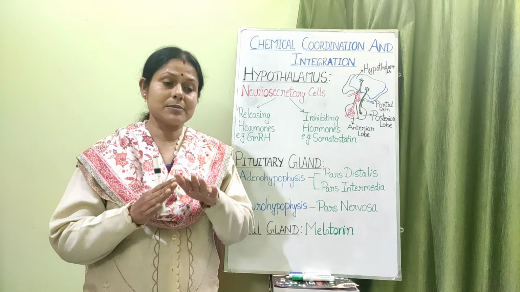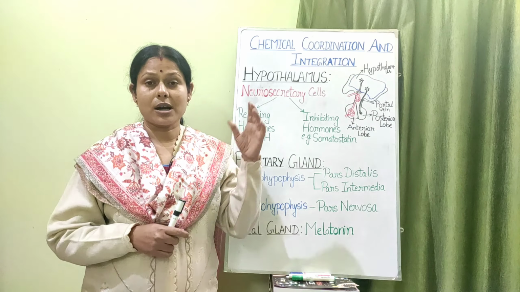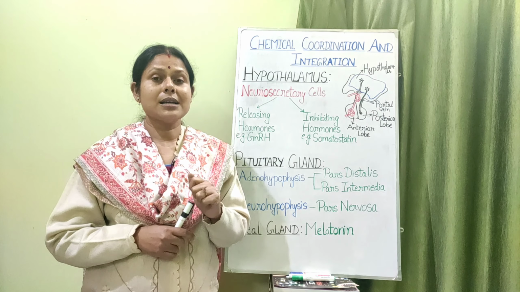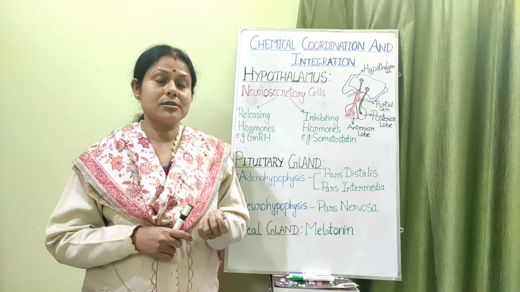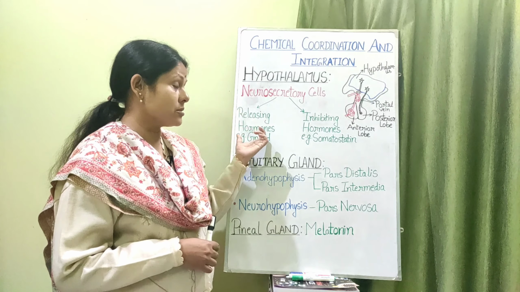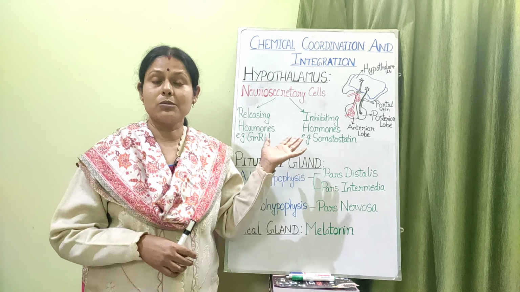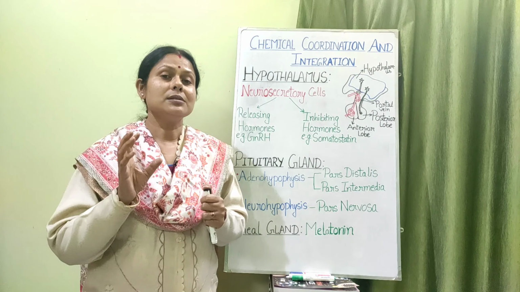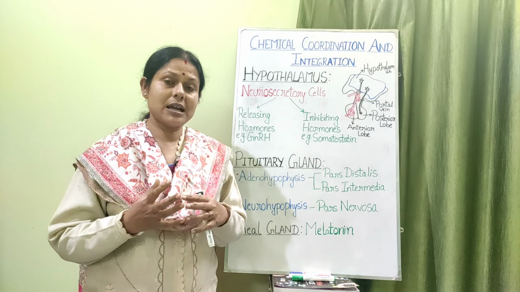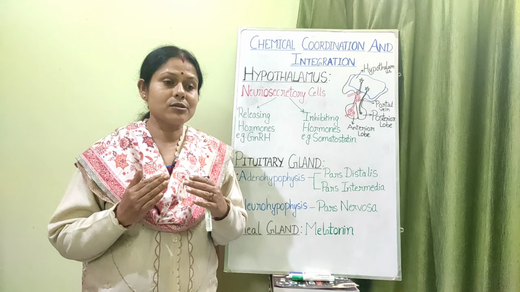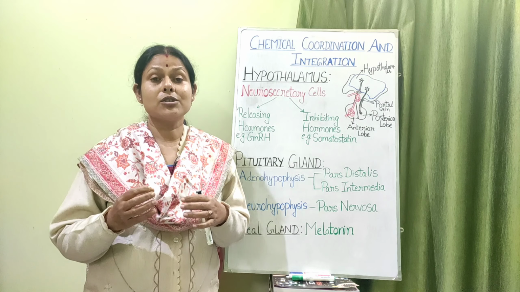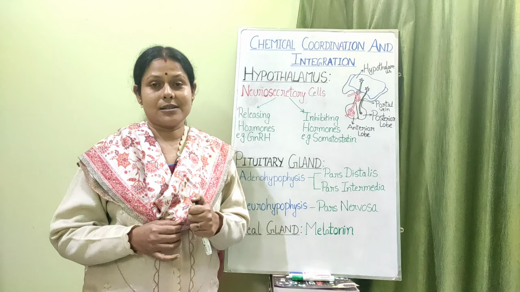So the diencephalon's basal portion is known as the hypothalamus, and it is this hypothalamus which is very important because it is releasing certain hormones, both releasing hormones and inhibiting hormones, which affect the master gland of our body, the pituitary gland. And the pituitary gland, in turn, as we all know, releases certain trophic hormones which are responsible for the secretion of other endocrine glands in our body.